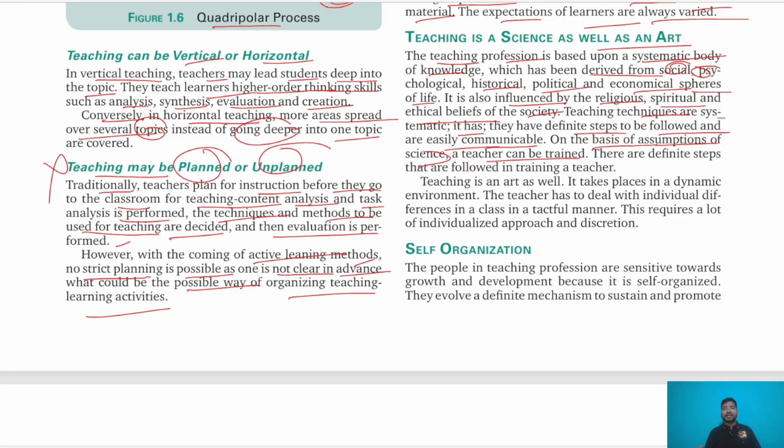And apart from that, it can also be an art. Why is it an art? It takes place in a dynamic environment. Without a dynamic environment, the teacher cannot teach, and the teacher has to deal with the individual differences in the class in a tactful manner, and this requires a lot of individualized approach and discretion. So dear friends, if the teacher does not have the idea of art, then he cannot handle the different kinds of students tactfully.